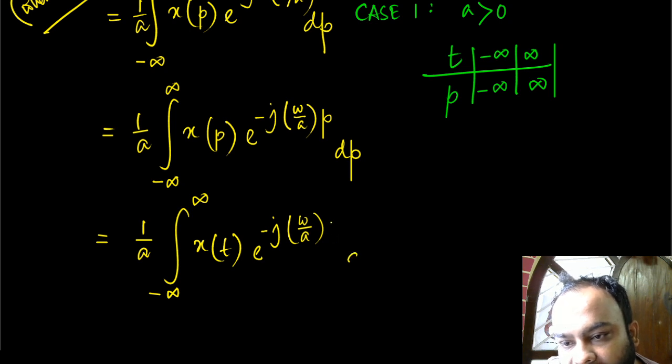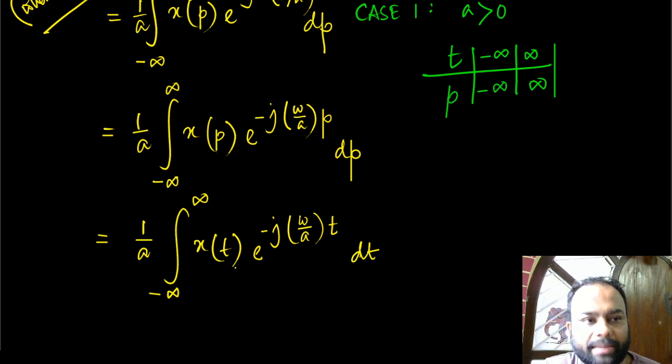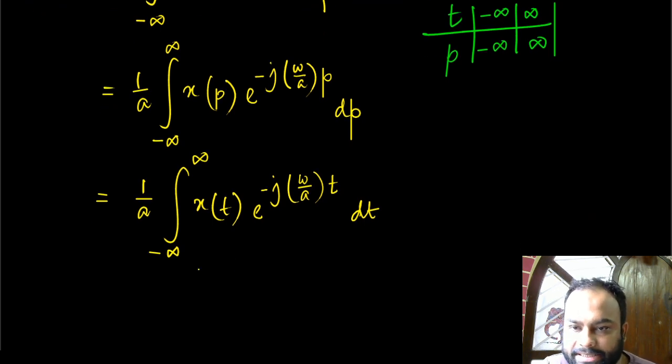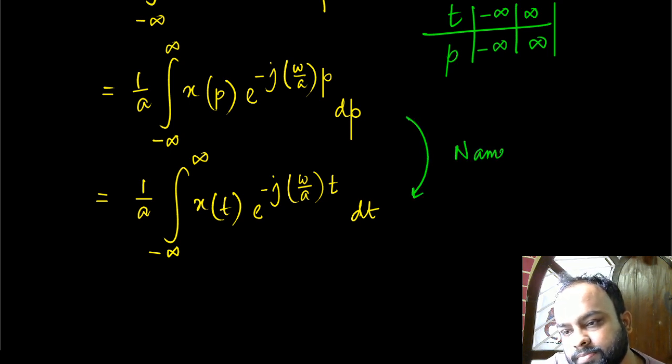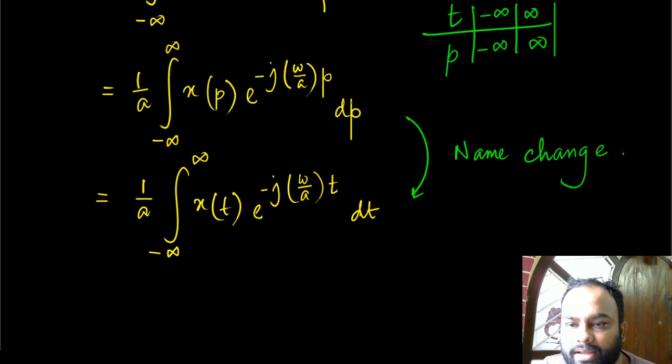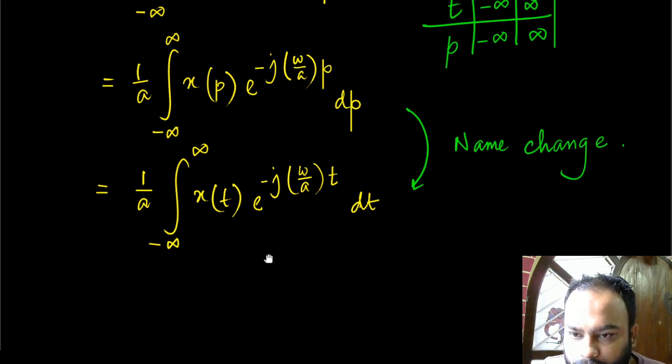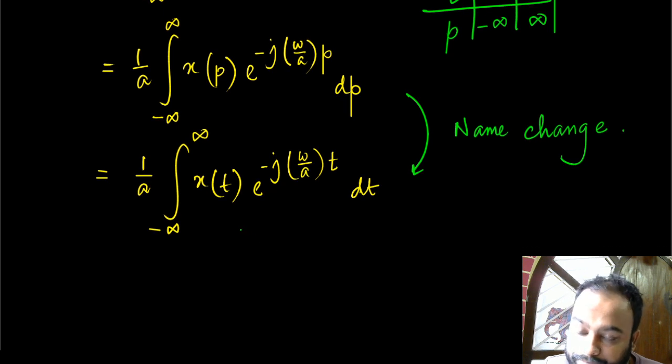Sorry, instead of writing p, I'm writing t, just like before. Of course, that's just a name change, no issue. It's a name change for the definite integral's variable. The definite integral's variable was p, we just changed the name. Absolutely no problem with that, right?